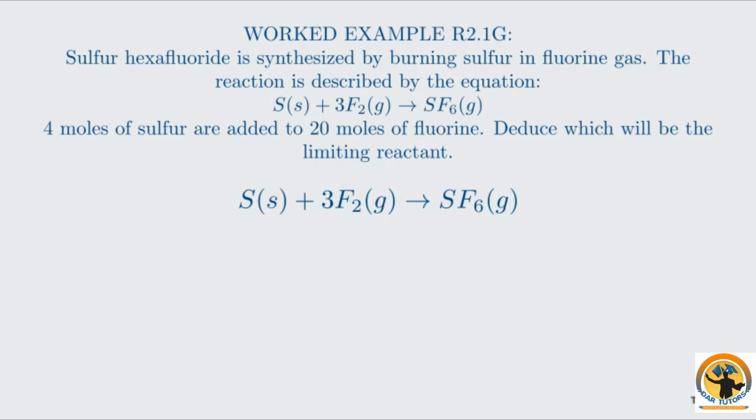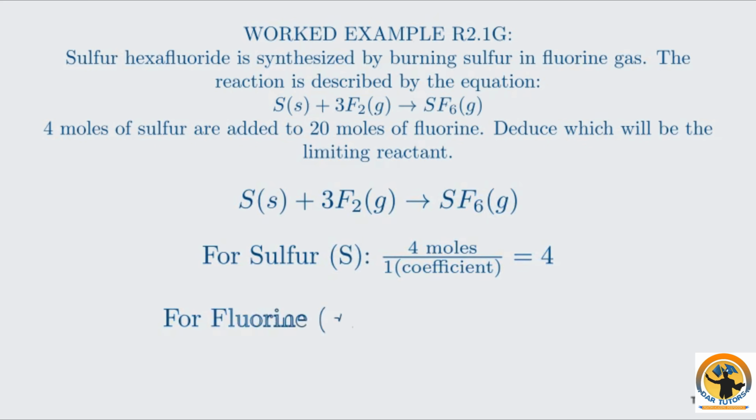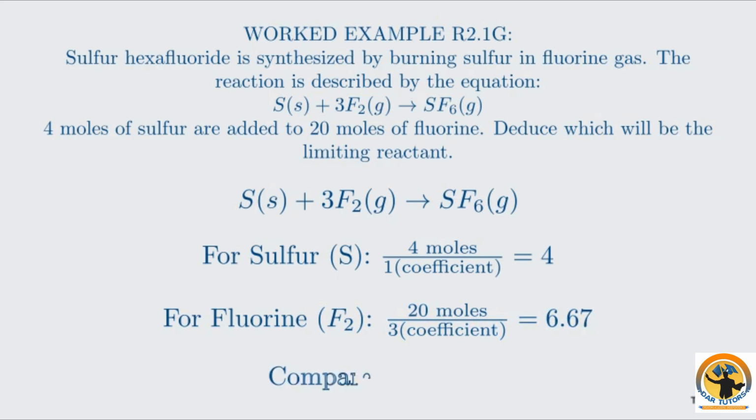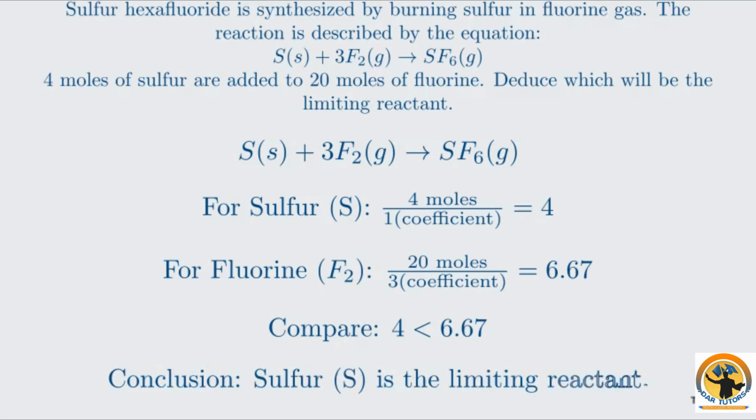Now, we'll apply our tip and divide the given moles by the coefficients from the equation. For sulfur, we have 4 moles and the coefficient is 1. Dividing 4 by 1 gives us 4. For fluorine, we have 20 moles and the coefficient is 3. Dividing 20 by 3 gives us approximately 6.67. Comparing our results, 4 is smaller than 6.67. Therefore, sulfur is the limiting reactant. This means that all the sulfur will be used up in the reaction, and there will be some fluorine left over, making fluorine the excess reactant.